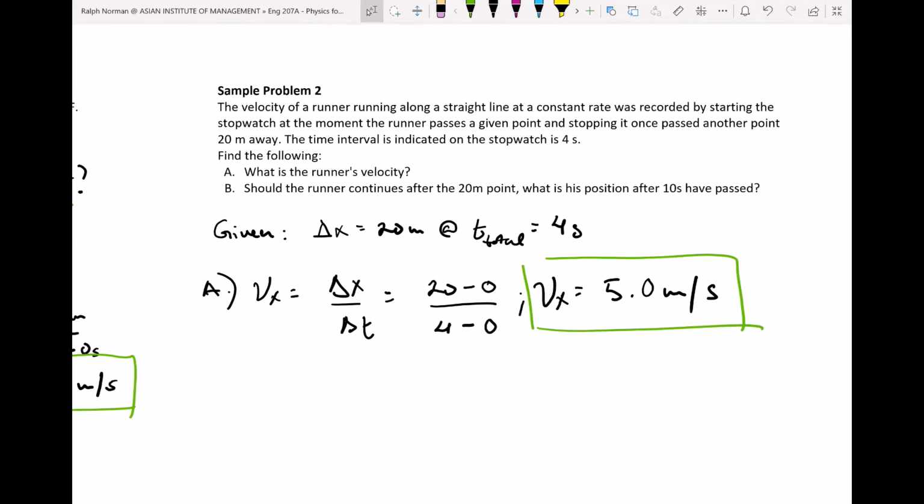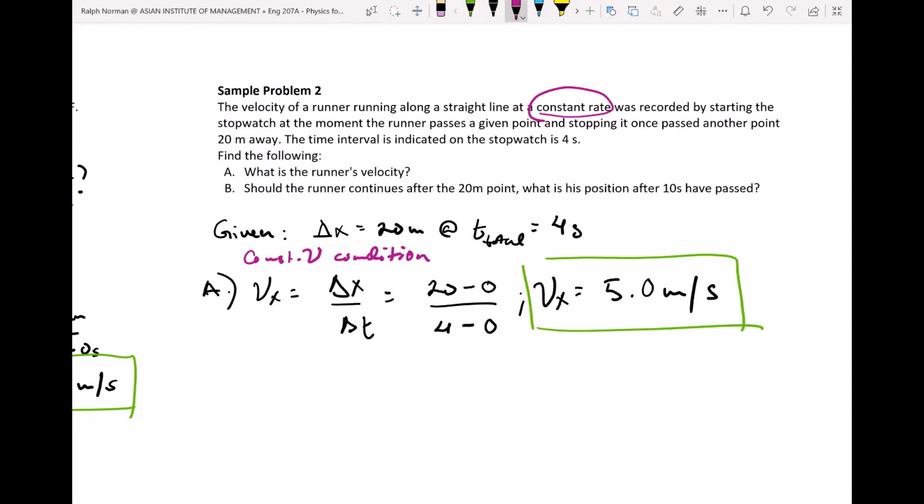Let's go with A. With A, it's pretty much simple. We have a clue here: the runner is described as running along a straight line at a constant rate. So this gives you an idea that we are in a constant velocity condition, giving us the formula that our instantaneous velocity and our average velocity is equal to delta x over delta t, which gives us 20 over 4, that's 5 meters per second.